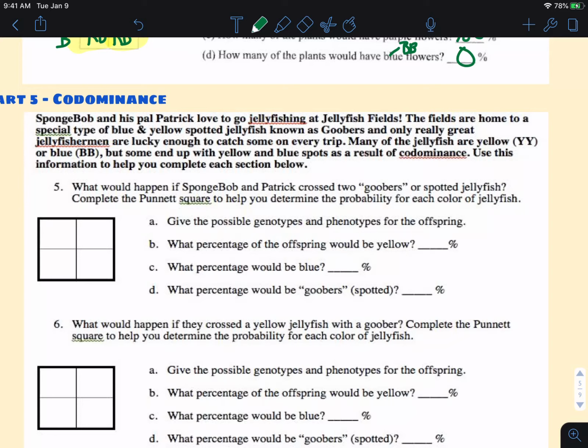In this case, we've got SpongeBob and his pal Patrick, who love to go jellyfishing at the jellyfish fields. The fields are home to a special type of blue and yellow spotted jellyfish known as goobers, and only really great jellyfishermen are lucky enough to catch them on every trip. So, codominance here. Same idea as incomplete. It's just in this case, you're going to see something like spots, like we see up here with the cows.